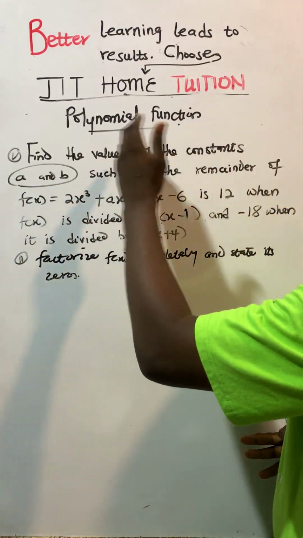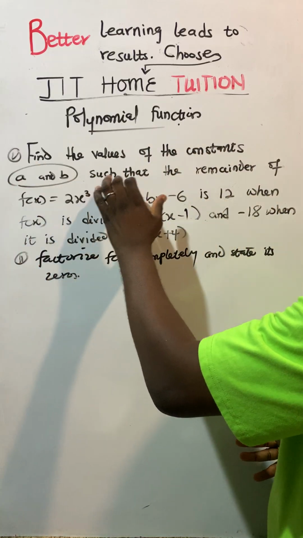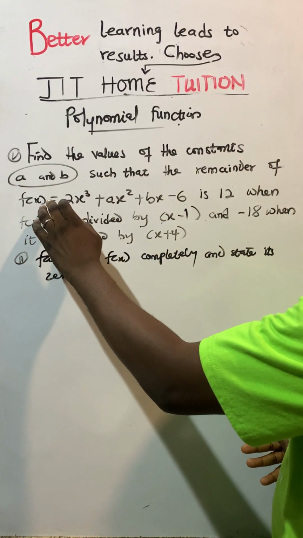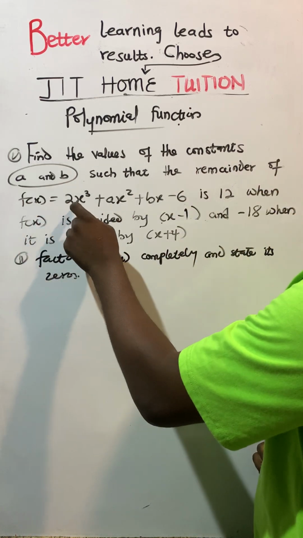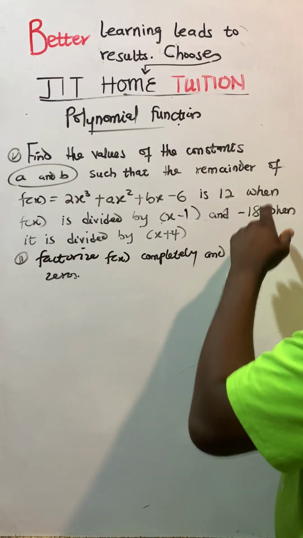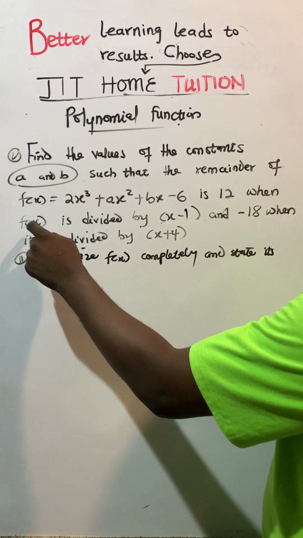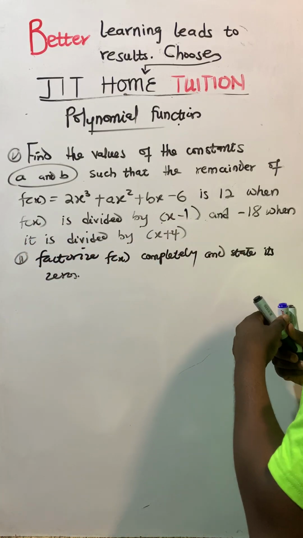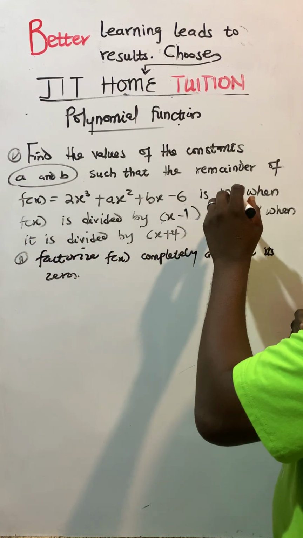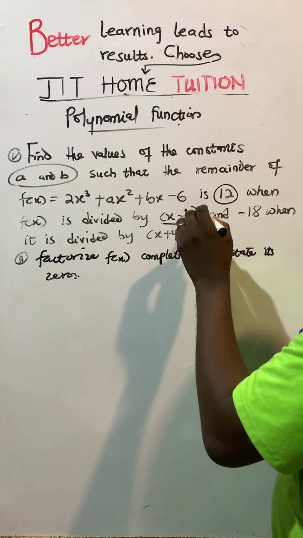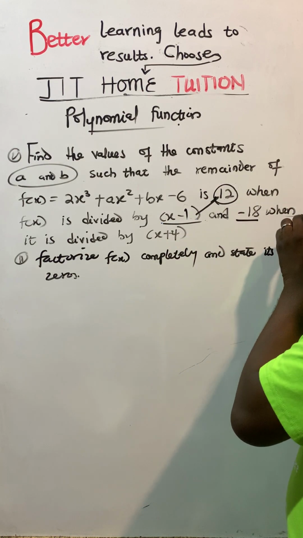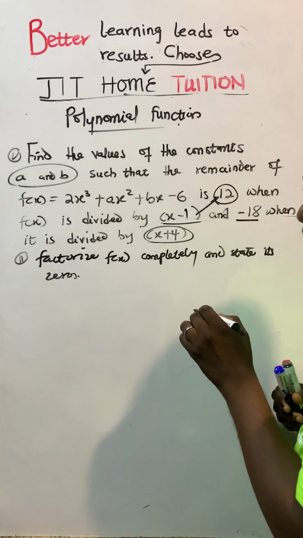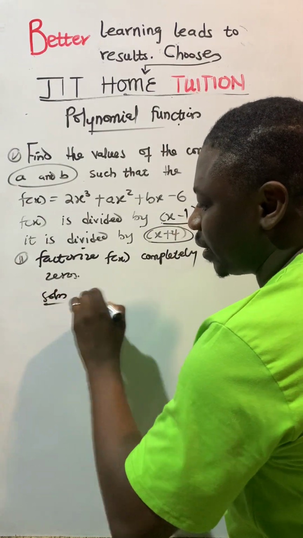The question says to find the value of the constants a and b such that the remainder, so in this case you're going to use the remainder theorem, of f of x is 12 when f of x is divided by this x minus 1, and this is also the remainder when it is divided by that. All right, now let's take a look at it.